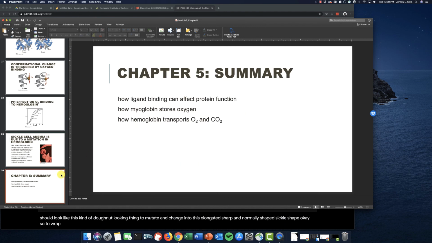Okay, so to wrap things up, right, we talked about how ligand binding is super important in a lot of different areas, and we focused on hemoglobin and myoglobin as our case study because those two molecules are the most studied and most understood of all, and they were the first two to have structures done. Right? We looked at how myoglobin stores oxygen. We looked at how hemoglobin transports that oxygen around, and the similarities between those two molecules.